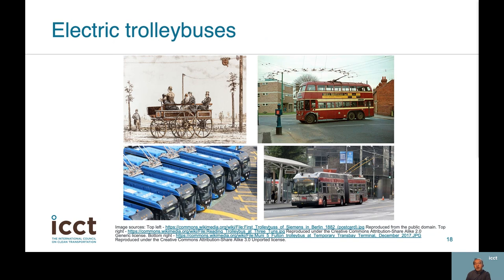Finally, electric trolley buses are arguably not a new technology, as they have been around for many years. The image on the left is the first trolley bus of Siemens in Berlin, Germany in 1882. On the right is a trolley bus running on Reading Transport's main line from the Three Turns to the Bear in Tilehurst, seen at the Three Turns terminus in 1966.